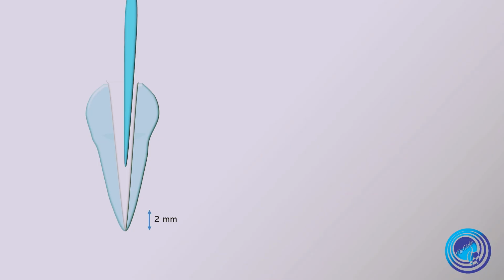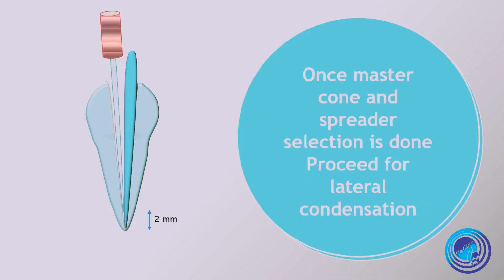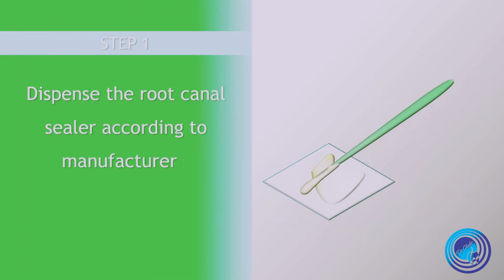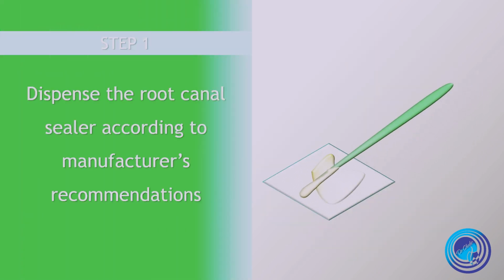Once we are done with the master cone and the spreader selection, we can proceed with the lateral condensation in the following steps. Let's talk about step 1. First step is to dispense the root canal sealer according to the manufacturer's recommendation. The sealer can be either eugenol based or non-eugenol based, like resin based sealer or bioceramic sealer.